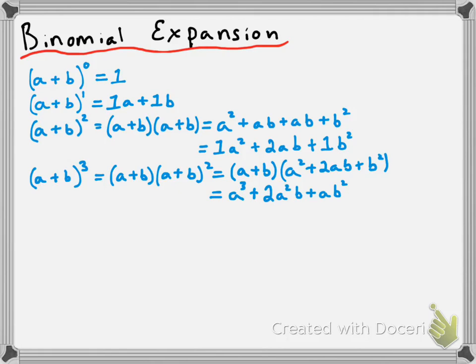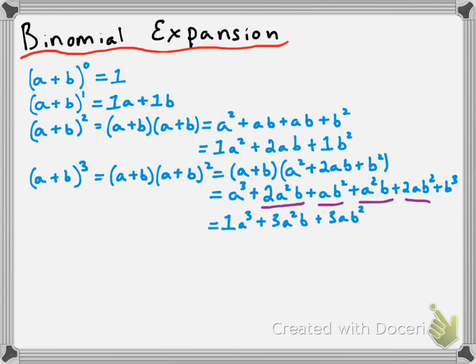Then we can move on to the b term. b times a squared is just plus a squared b. b times 2ab is plus 2ab squared. And then we have b times b squared, which is plus b cubed. And of course, you're going to notice that we do have some like terms. For example, 2a squared b is a like term with a squared b, and ab squared is a like term with 2ab squared. So we can put those together and we end up getting 1a cubed plus 3a squared b plus 3ab squared plus 1b cubed. And again, I'm making sure to show those coefficients.